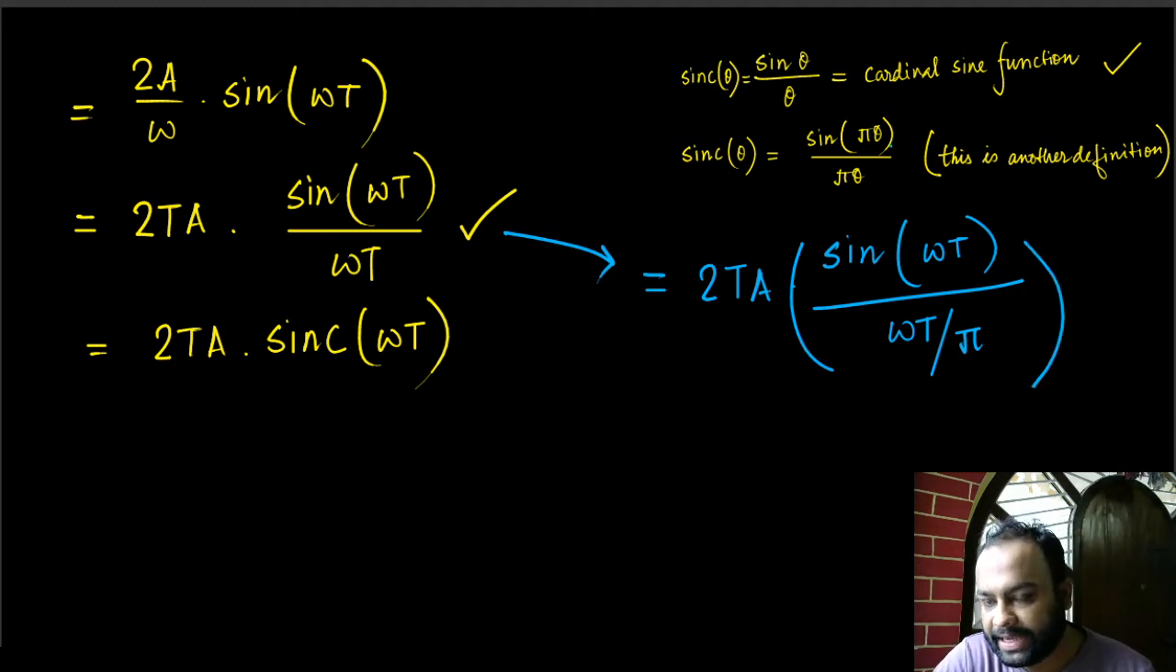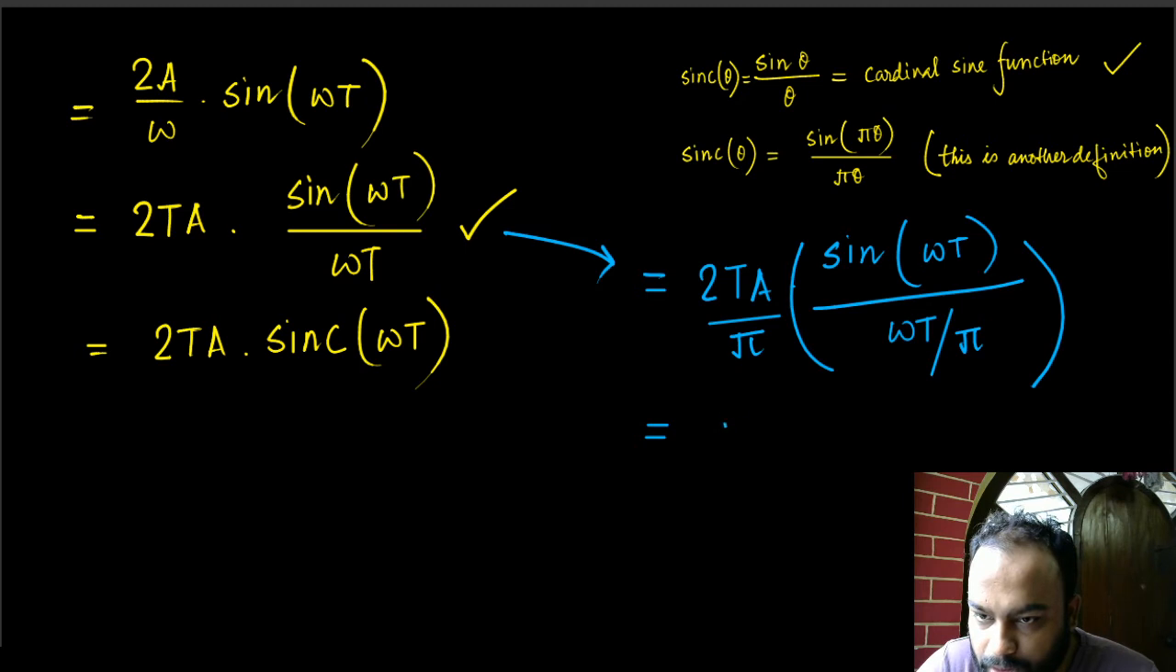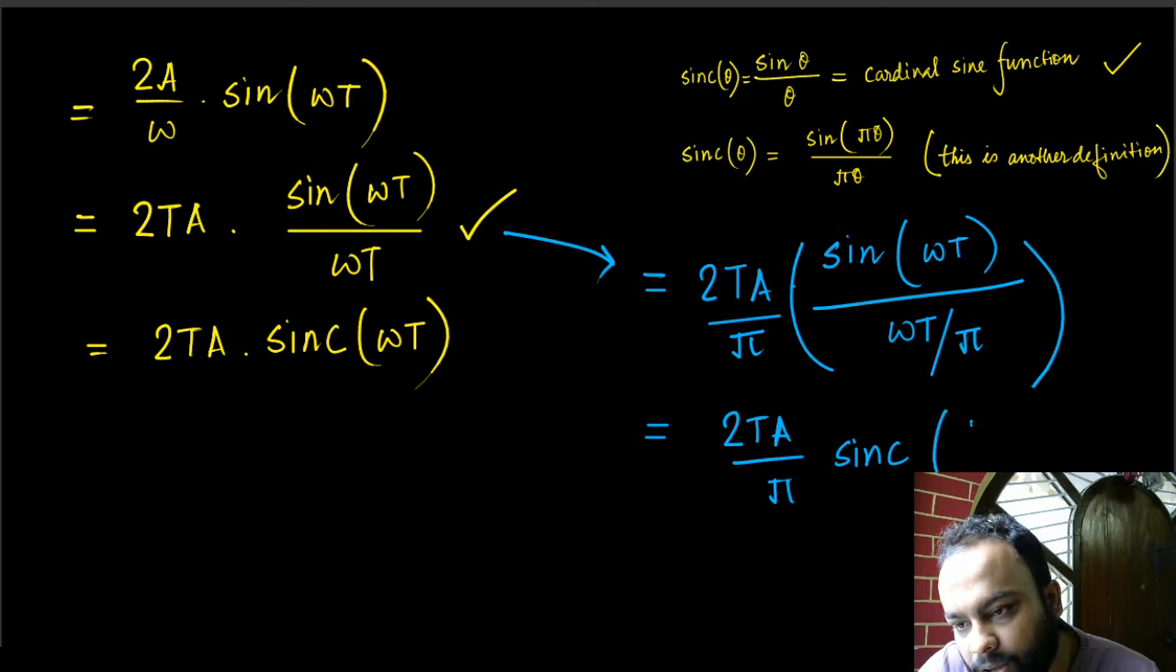But since the definition of sinc theta in this particular scenario is given by sine pi theta by pi theta, now of course we have to take care of that. I have to particularly take care of this pi here, because that does not appear here. This particular pi does not appear here, so I have to take care of that. So now I can write this without any issue. With that said, this can be written as 2ta by pi sinc omega t by pi, right?